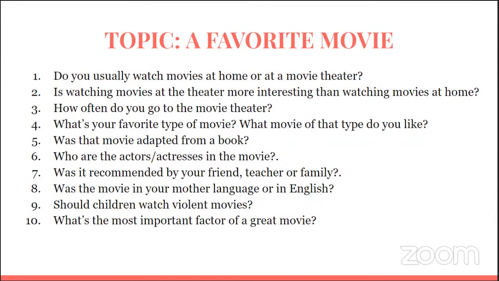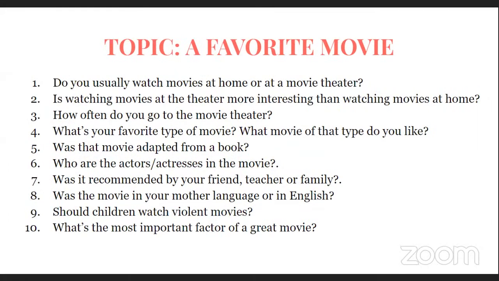Y el más conocido, del más conocido o la más conocida. Mm, I don't know. No, I don't remember.